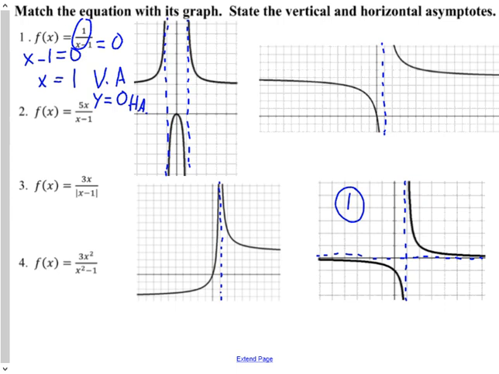Next equation, we've got 5x over x minus 1. So again, the same thing up top over x minus 1. x minus 1 equals 0. We got x equals 1 is our vertical asymptote, or our VA for short. Horizontal this time, we have 5x over x. So the x's cancel, and we get y equals 5 is our horizontal asymptote.